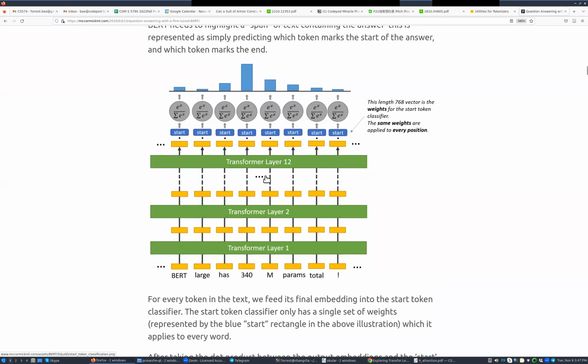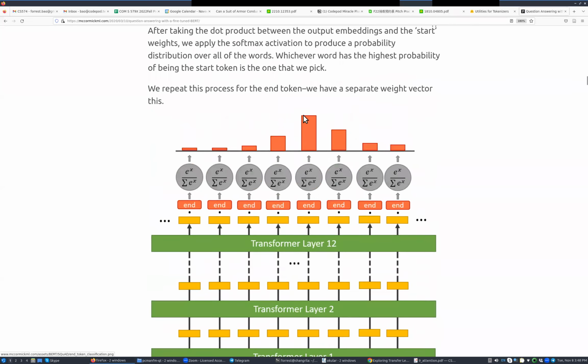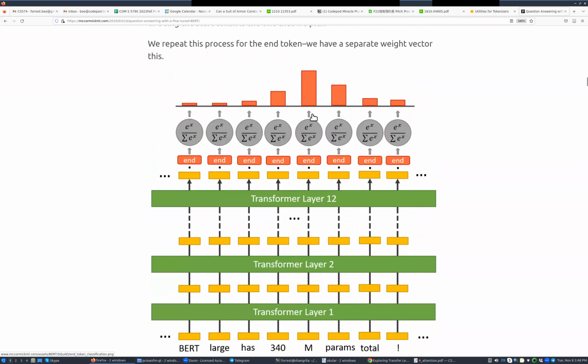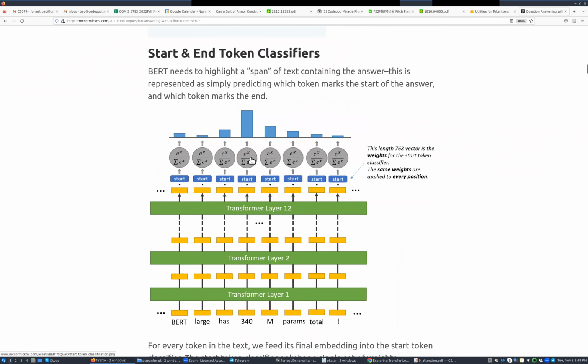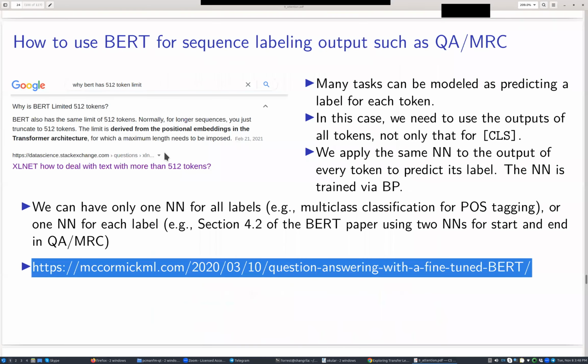From there we train two neural networks. One neural network, given the contextual embedding of the token, will predict the likelihood that this token is the beginning of the answer. And the other one, we train another neural network, which will predict the likelihood that a token is the ending of the answer. Once you're able to predict the beginning token and the ending token, that's the segment of your answer in the passage.